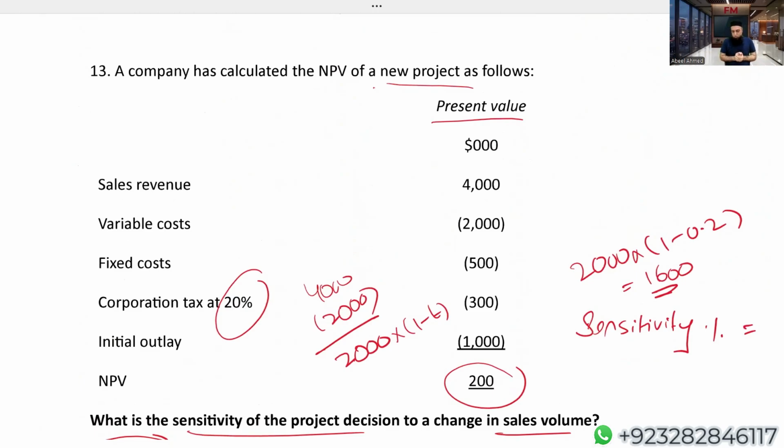So students, that is all about sensitivity analysis. The main catch is: if NPV is after tax, then the variable by which we divide that NPV has to be after tax. If NPV is before tax, the variable we use in the denominator while calculating sensitivity analysis has to be before tax.